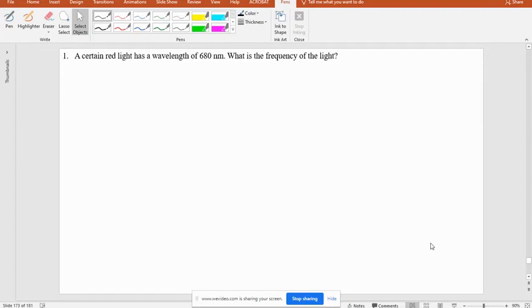All right, here we have another practice problem, so you can pause the video and practice this one as well. And again, this is very common that you're going to have to change out of nanometers and get that into meters. So 680, and that's going to be nanometers. And in 1 meter, I have 1 times 10 to the 9th nanometers.